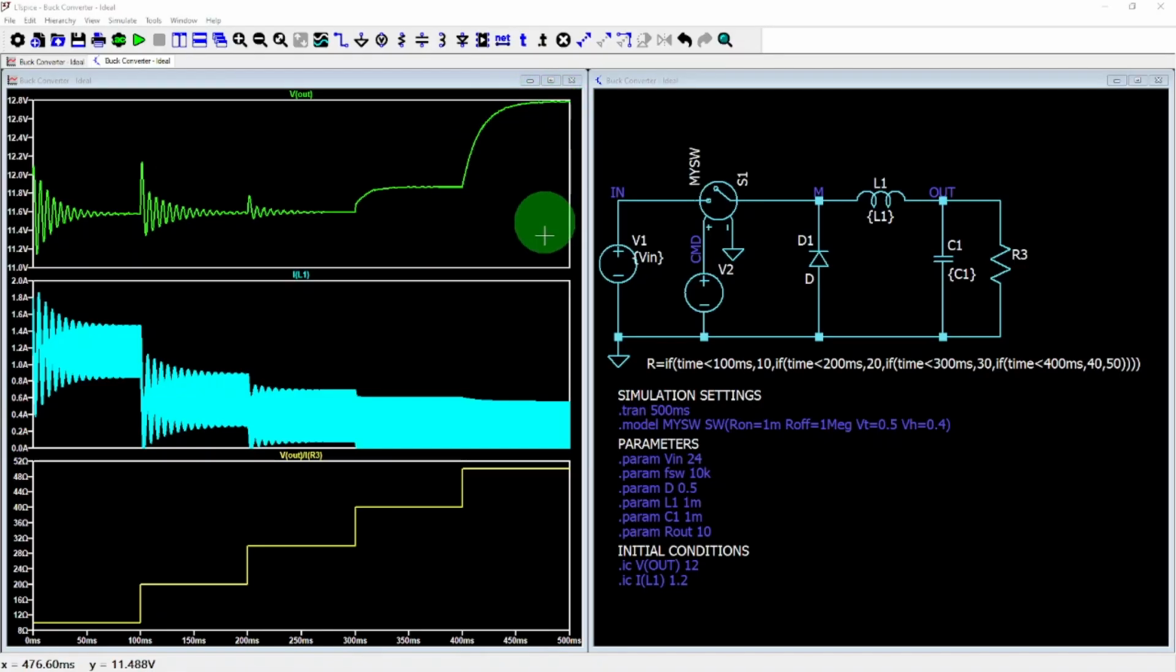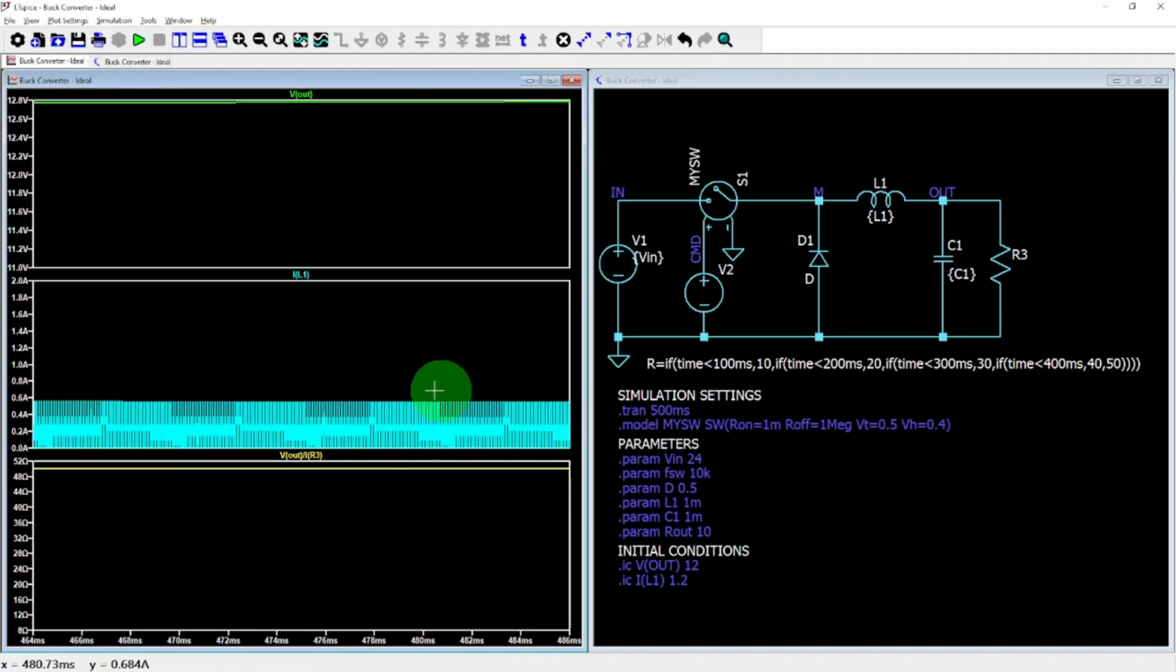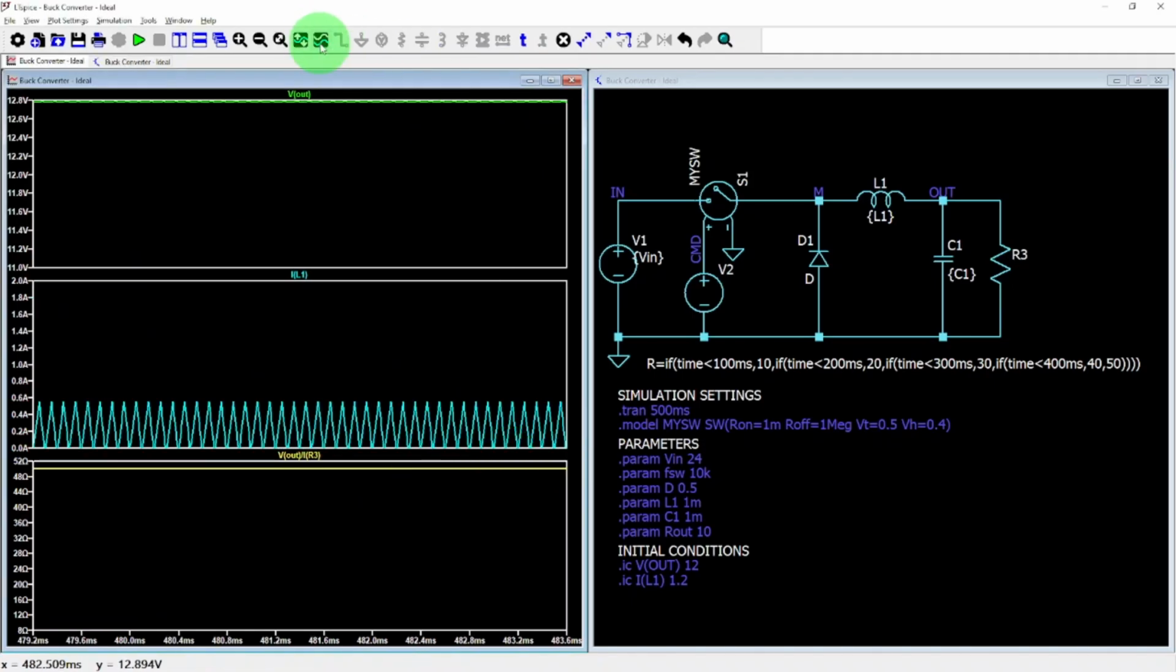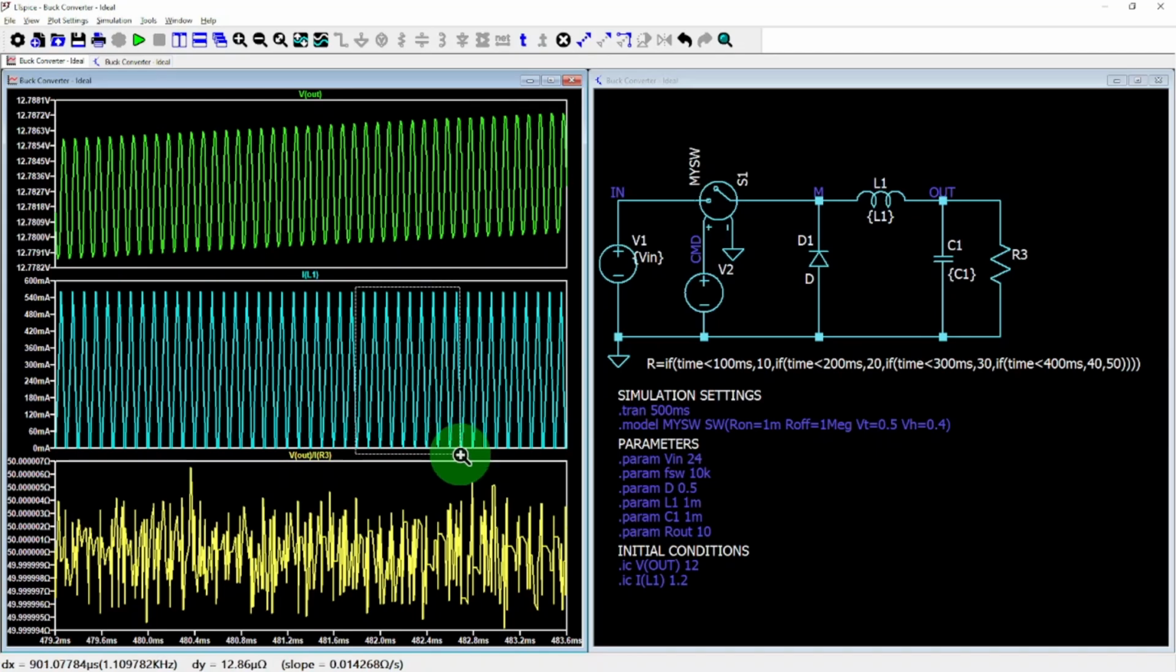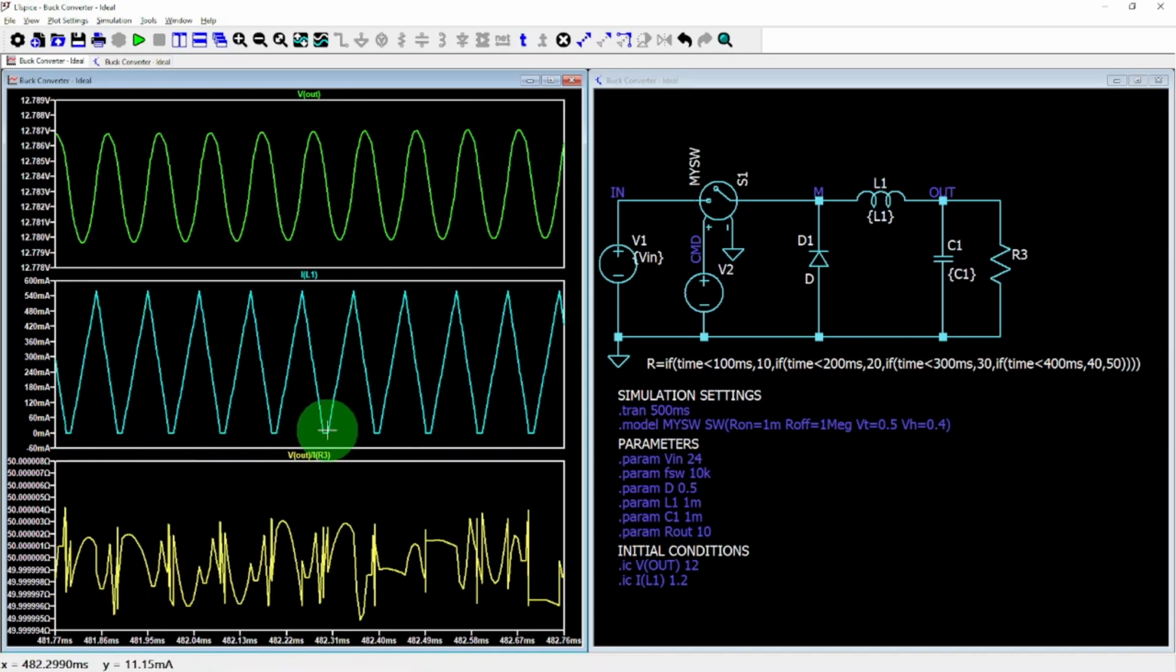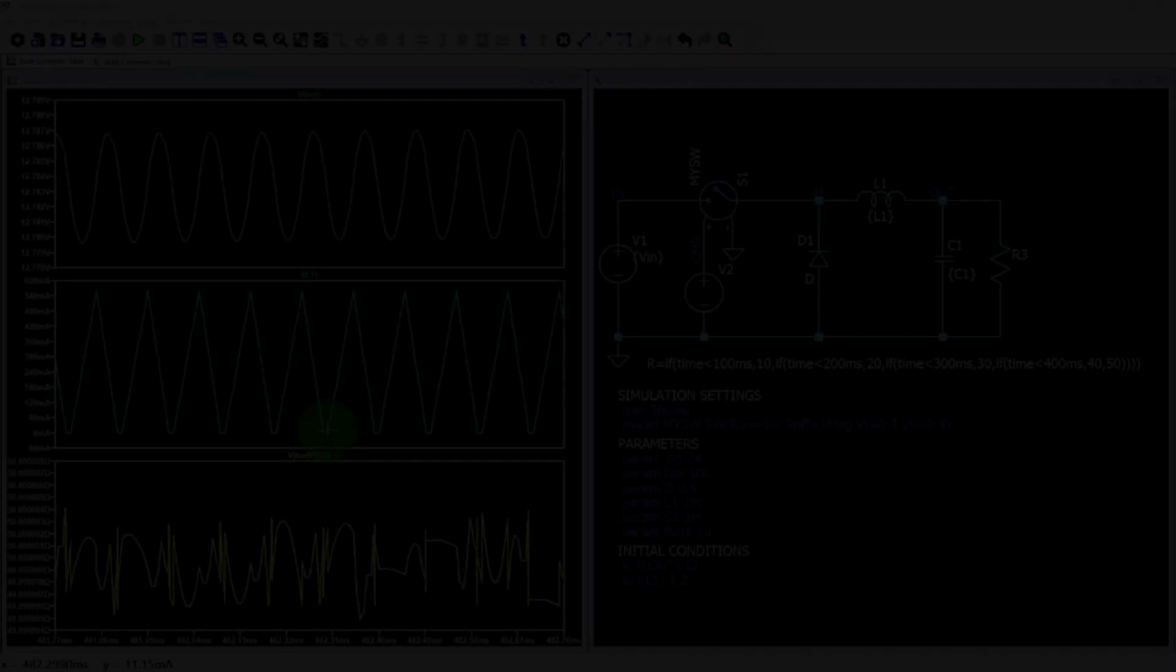If we zoom in on the inductor current plot, we see that the current gets clipped to zero, and this somehow disrupts the converter. We have just discovered discontinuous conduction mode. What happens when the inductor current goes to zero?